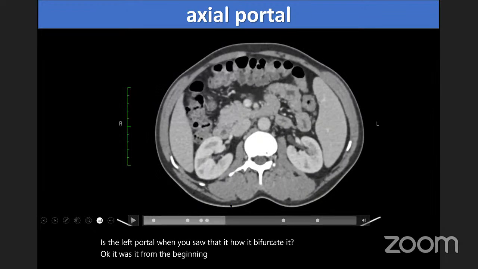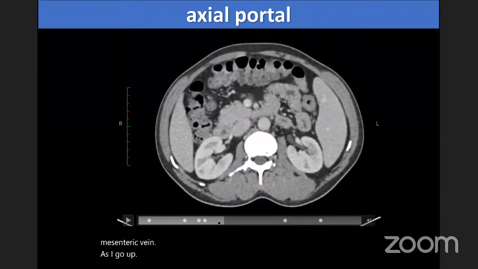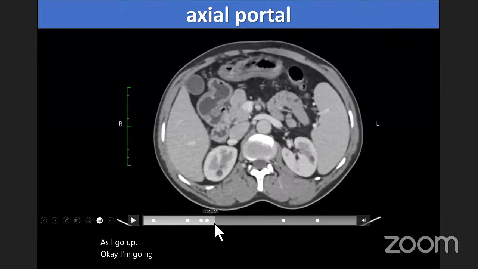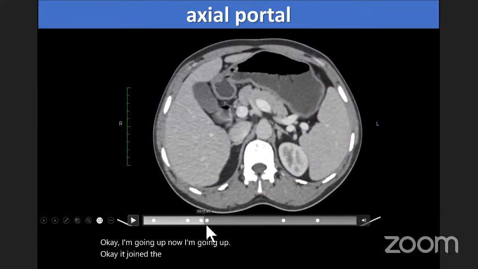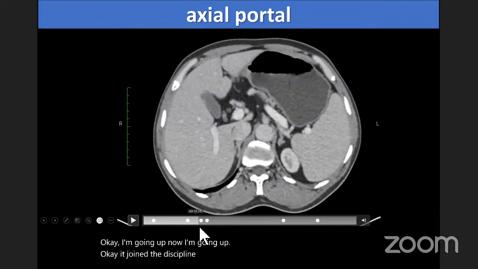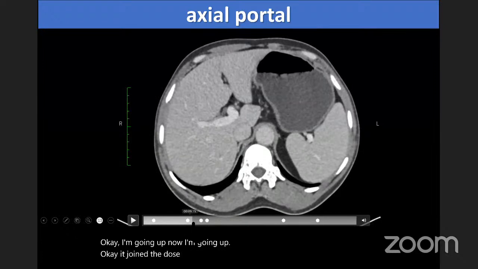Now this is the superior mesenteric vein. As I go up, okay, I'm going up now. It joined the splenic vein. I'm going up. It became the common portal vein. Now it divided into the right portal vein and the left portal vein.